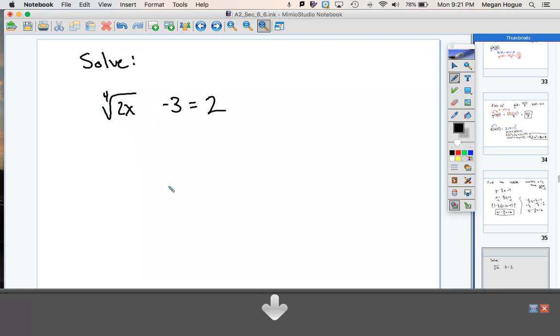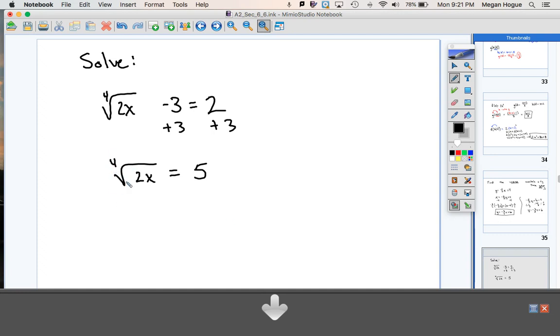So we need to get the radical by itself. So I'm going to add 6. So I'm going to have the 4th root of 2x equals 5. I think I said add 6. We're going to add 3. Sorry. It's been a long day.